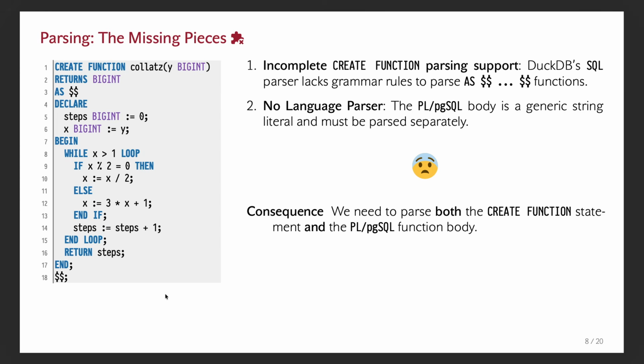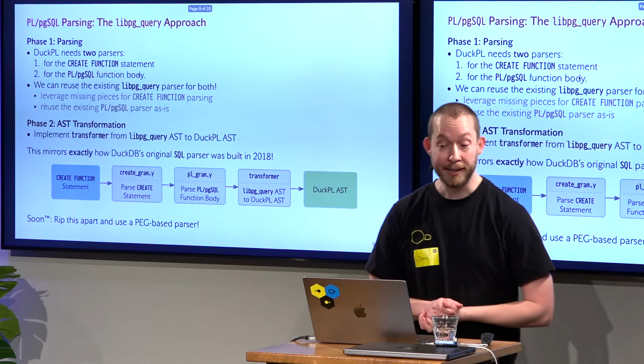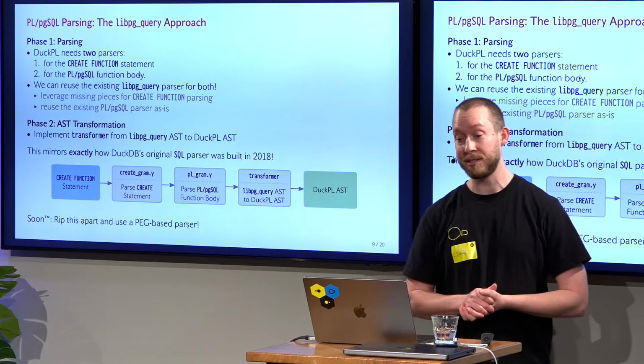Means that we have to parse two things, and we need two parsers to achieve that. We have to be able to parse the create function statement, essentially, and we have to be able to parse the pgSQL body. If you know SQL, these two $ imply that the body is indeed just a string, so we can parse this as a literal. Okay, this looks a little bit like this.